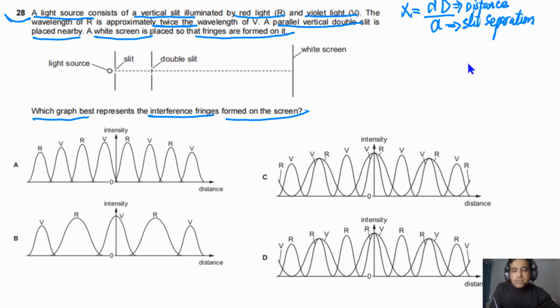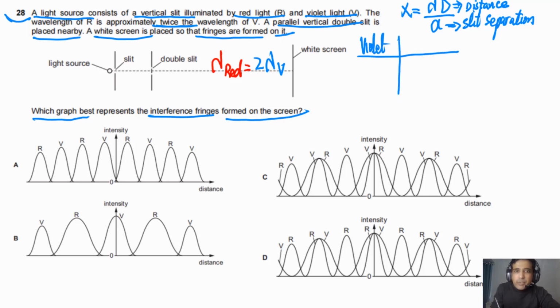Now in this case we have two lights, one red and one violet. It is given that the wavelength of the red light is equal to 2 times the wavelength of the violet light. Now we can compare red and violet. First of all, we write down for the violet, and on this side, we write down for the red.